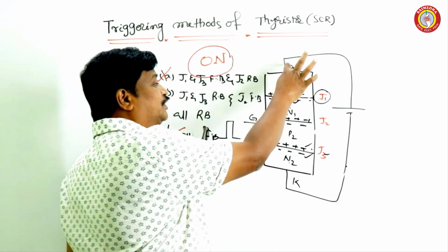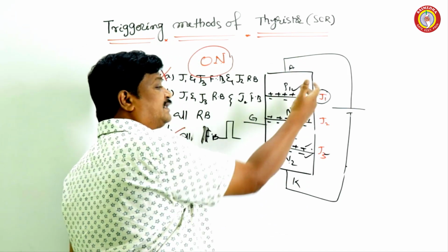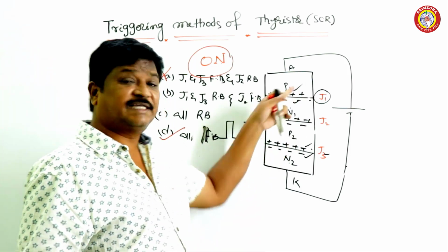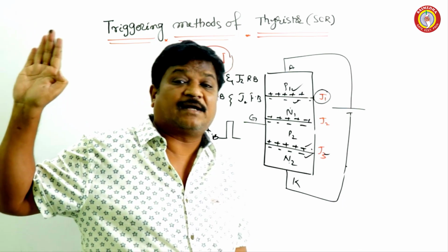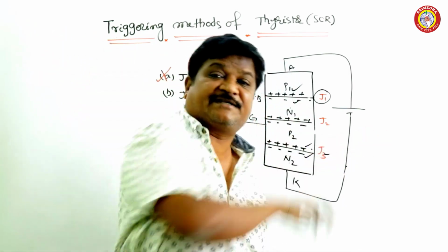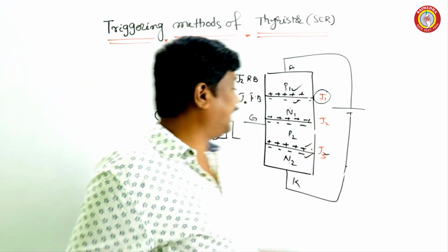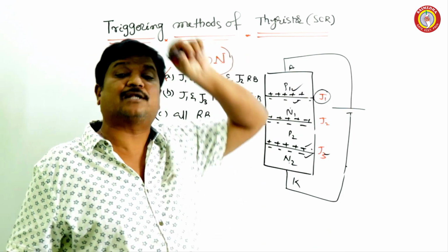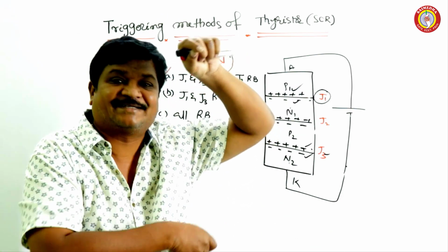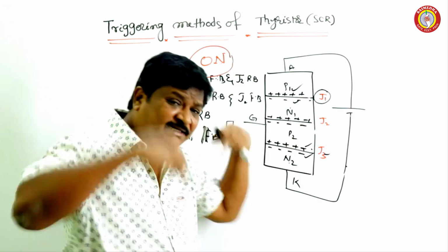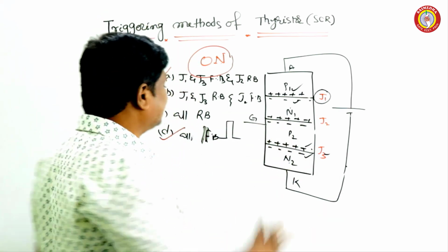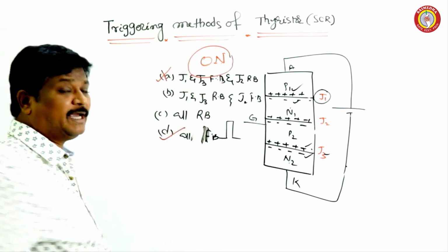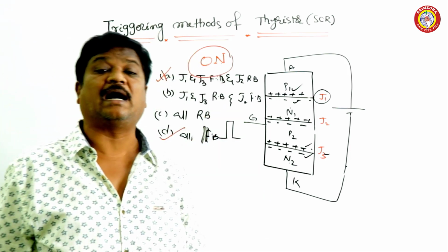Once the anode is positive and the cathode is negative, initially J1 and J3 are forward biased and J2 is reverse biased. But the SCR does not come to the on state. Once it comes to the on state, J2 also automatically conducts. It may undergo reverse breakdown, but it comes to the conduction state. That is the reason all the junctions should be forward biased during the on state.